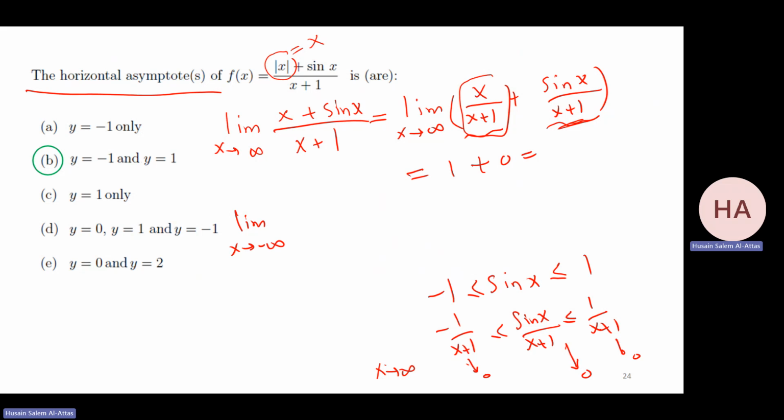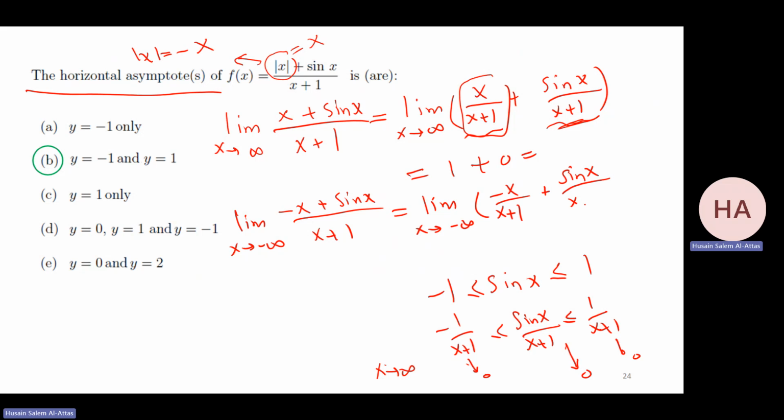Notice, if x goes to minus infinity, the absolute value of x will be what? Minus x. So this is minus x plus sin x over x plus 1. And that will be what? The limit, I can do the same trick: as x goes to minus infinity, minus x over x plus 1 plus sin x over x plus 1. Do the same trick, squeeze theorem. I know sin x is between minus 1 and 1.